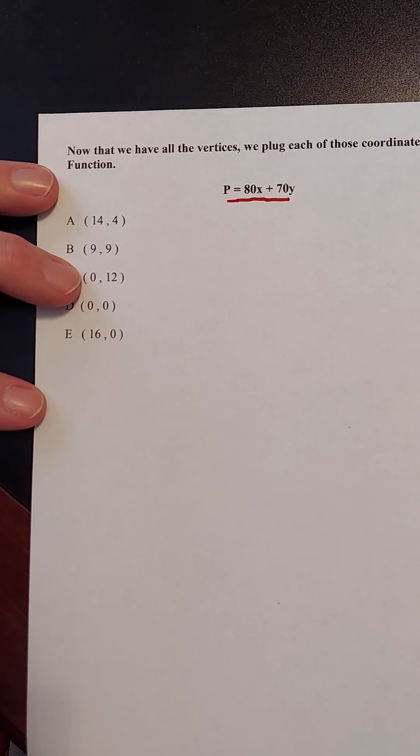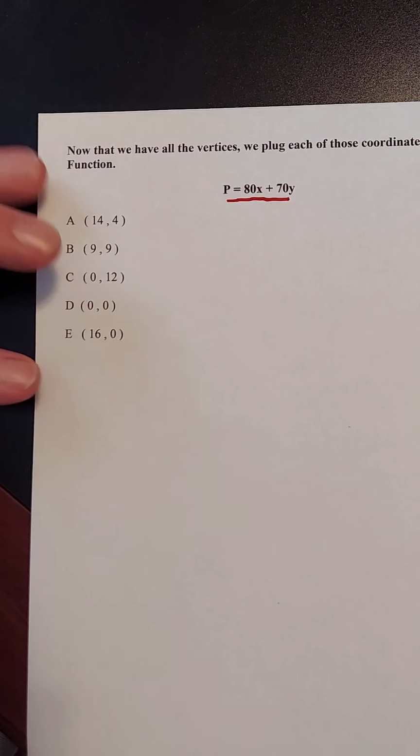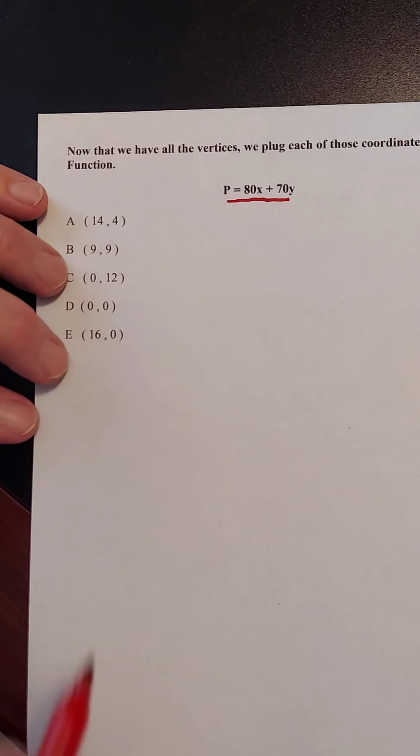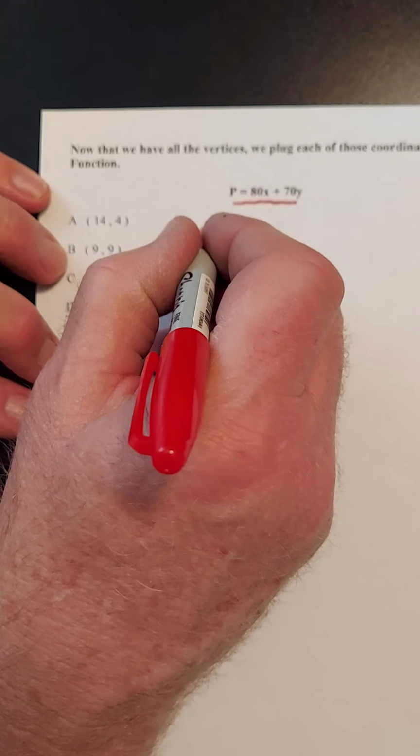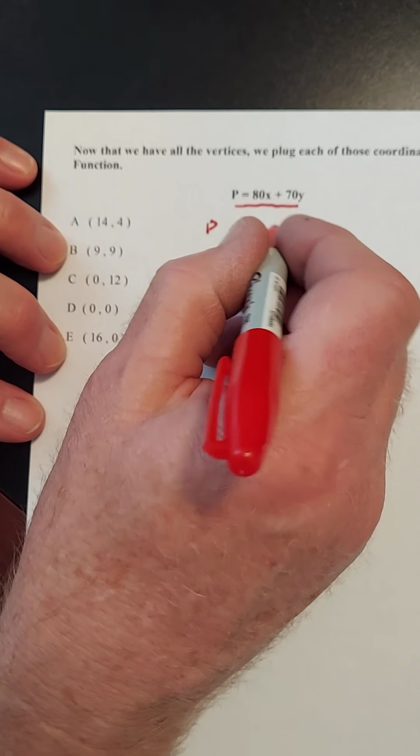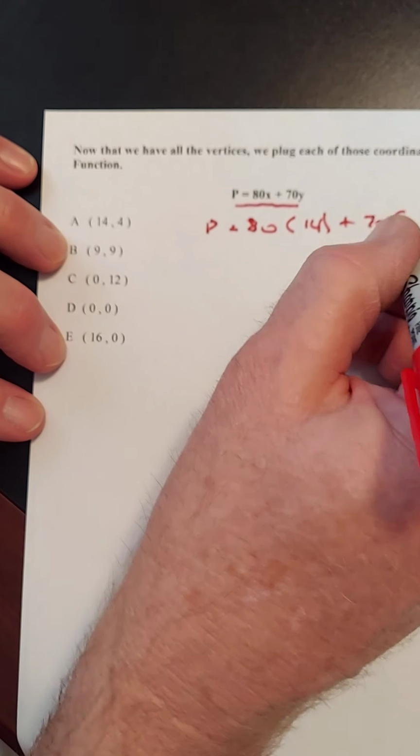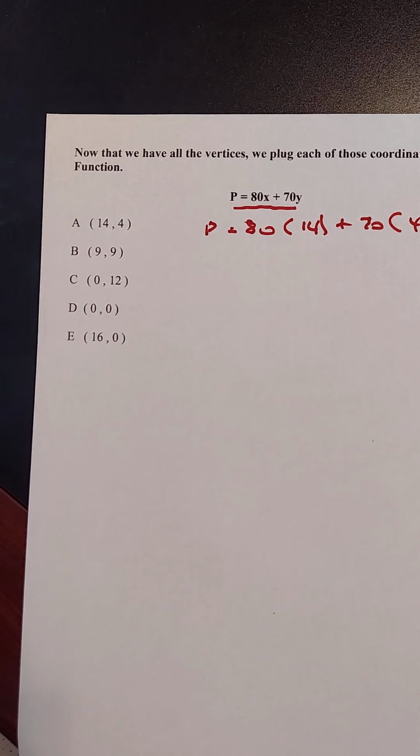We had that way back. So the profit is 80x plus 70y. The fundamental theorem of linear programming says that if it has a maximum or a minimum, it's going to hit at one of those vertices. So all I have to do is take each of these vertices and plug into that function. So my profit at 14 comma 4 will be 80 times 14 plus 70 times 4. And I had that number.